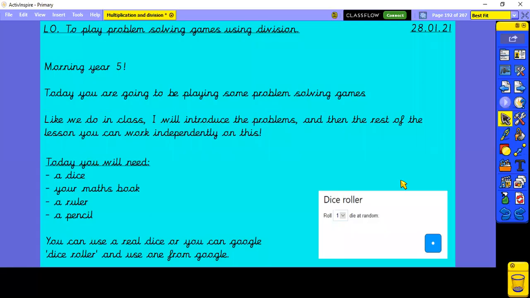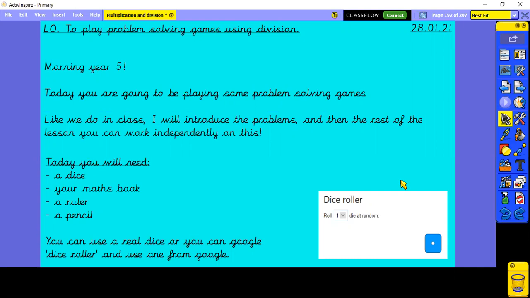Okay, so we're now on to our lesson. And before we begin, could you please write the LO and the date in your maths book? So you should already have the date, which is the 28th of the 1st, 21. And the learning outcome is to play problem-solving games using division. So pause the video and do that now for me.